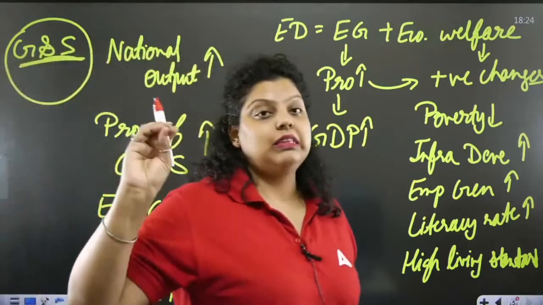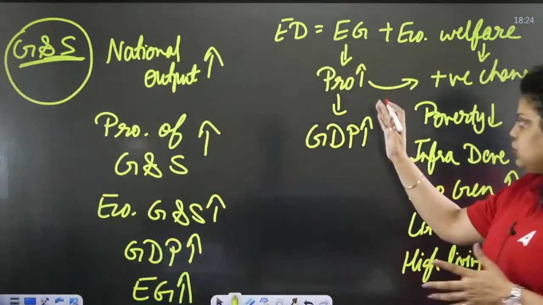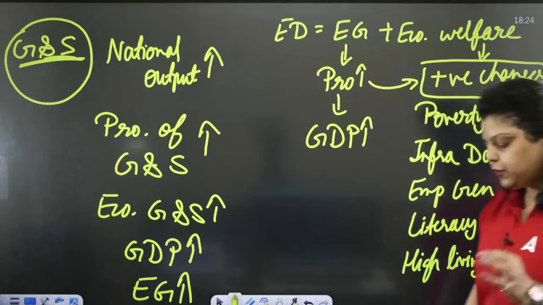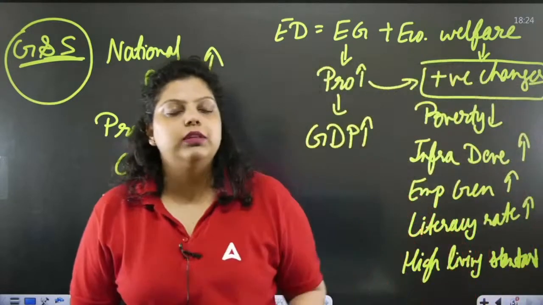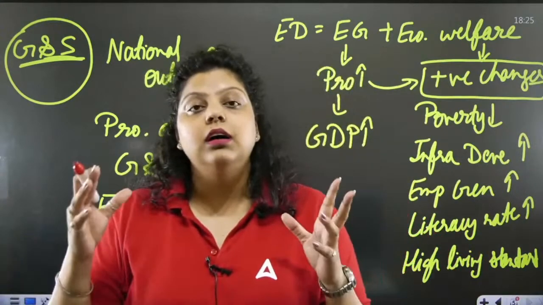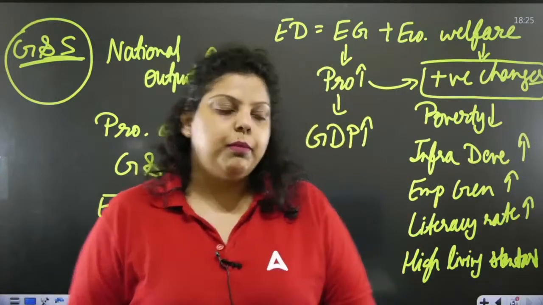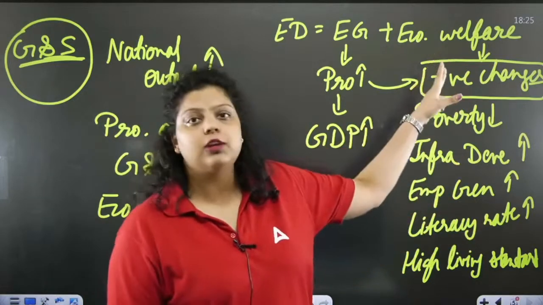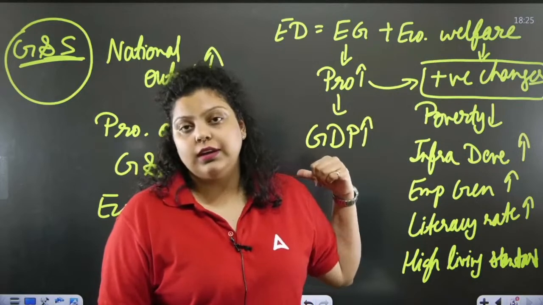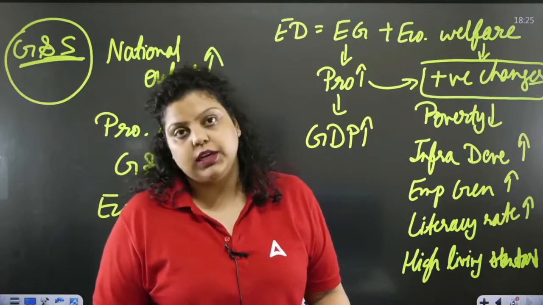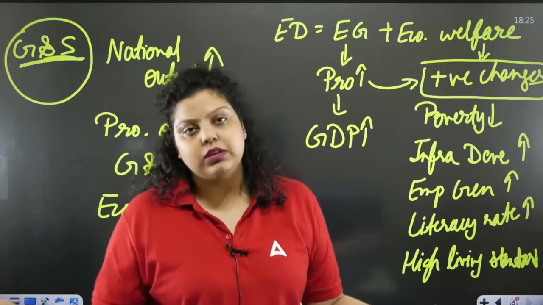But when this growth in GDP shows positive changes in the economy, that will be known, combined, as economic development. Because if only production, only GDP, is increasing, and not economic welfare, that's a jobless growth for a country. The GDP is increasing but employment generation is not. Employment generation will increase when there is economic welfare. If there is no economic welfare, that will be known as jobless growth, and jobless growth will never give you development in the country.